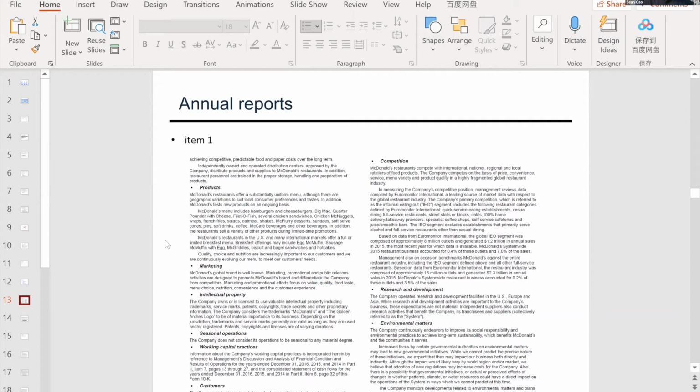So by reading this information, you know what McDonald's is doing, right? They are selling all meat, salad. They list all the products in a very detailed way. They also talk about other information. They talk about R&D. They talk about environmental matters. They talk about the seasonal options. They talk about other stuff as well.